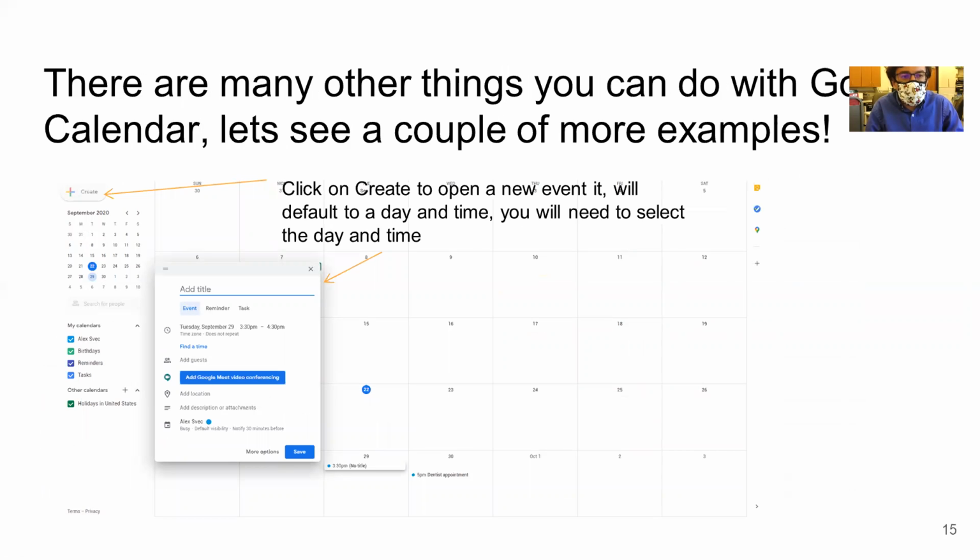So in addition, let's see a couple more examples. Let's say we just want to create an event without actually clicking on the calendar. You can actually click on Create, which is on the left-hand side. It'll open up a default window where you can type in a title, give a day and time, and change different settings. You'll actually see it just says no title.